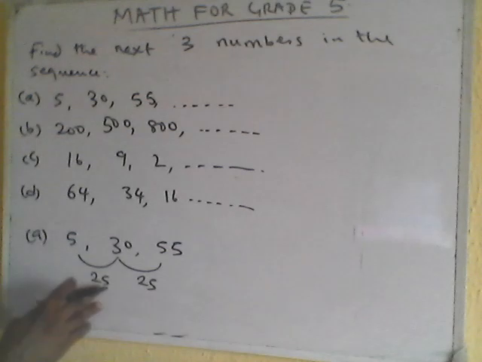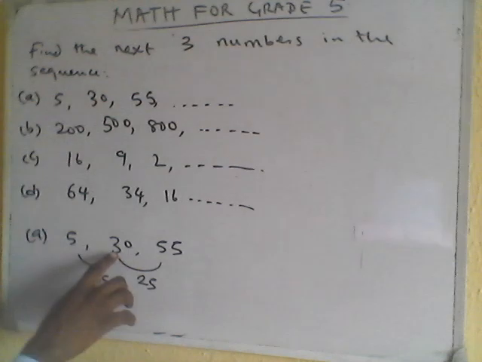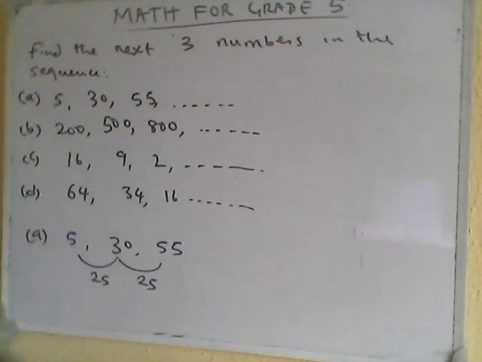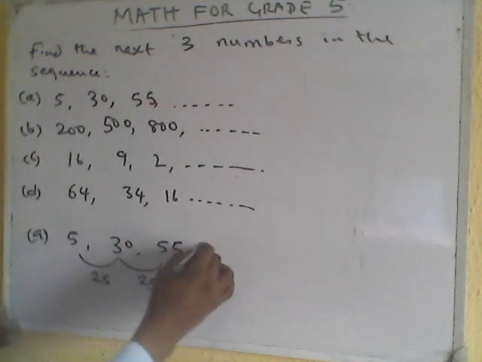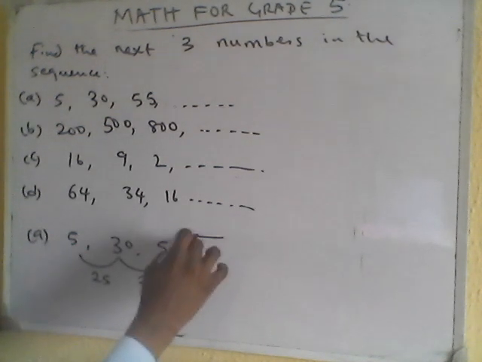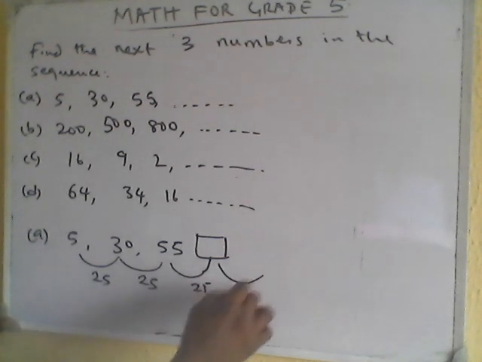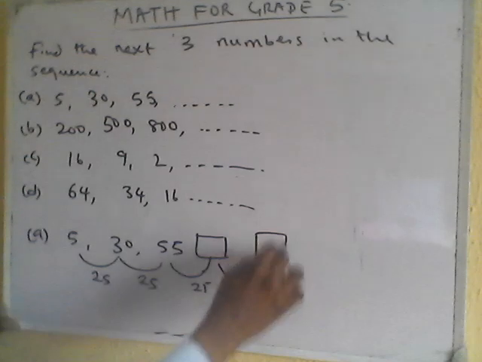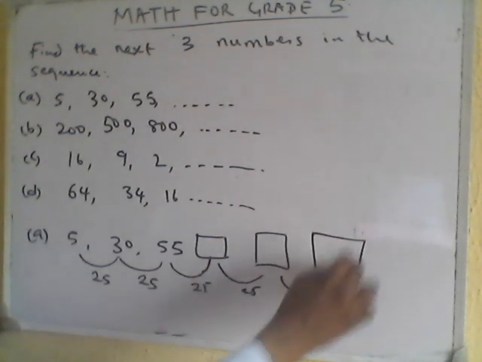So if I add 25 to 5, that gives me 30. And if I add 25 to 30, that gives me 55. So that means I need to add 25 to 55 to give me the next number. I'm looking for this number, then I need to add 25 to that number to give me the next number, and 25 to that number to give me the last number.